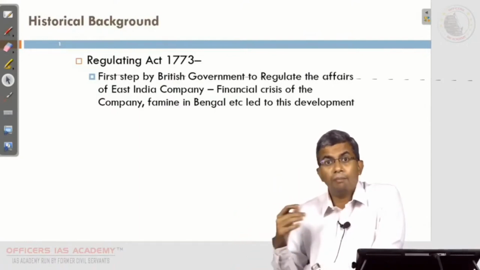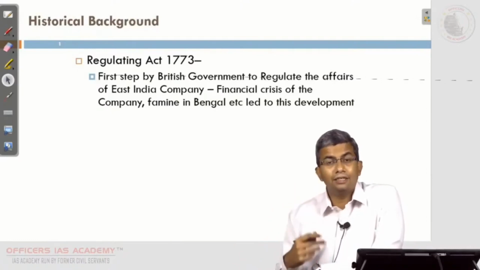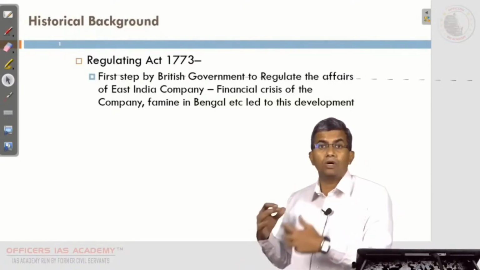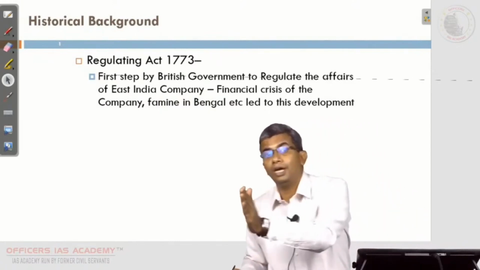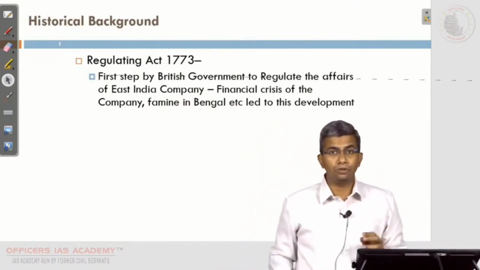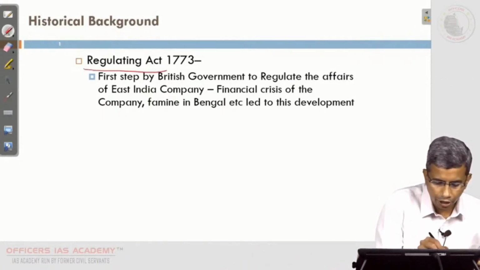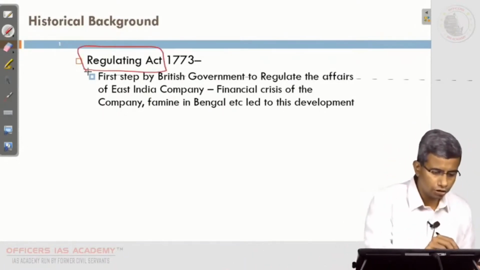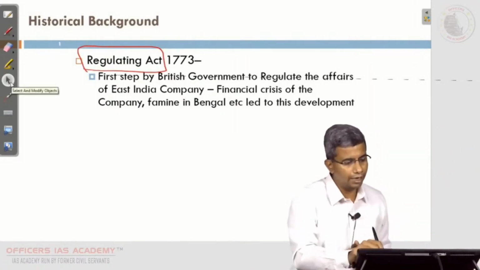There was a famine in Bengal. There were a lot of deaths, and there was anger among the local people against the company administration. So in order to control all this, they wanted to regulate the affairs of the East India Company. So they passed this act. That is why this act is called the Regulating Act, because it is to regulate the affairs of the East India Company.